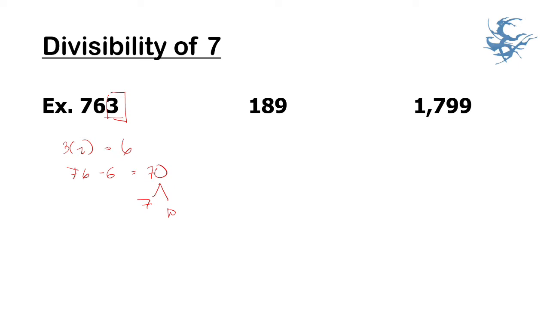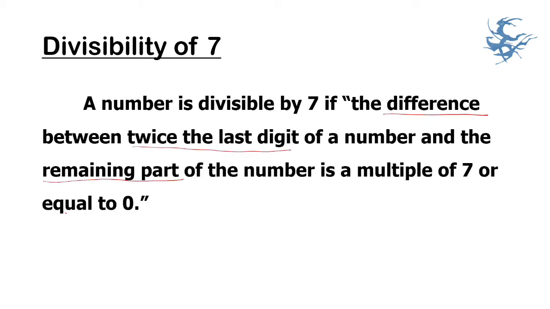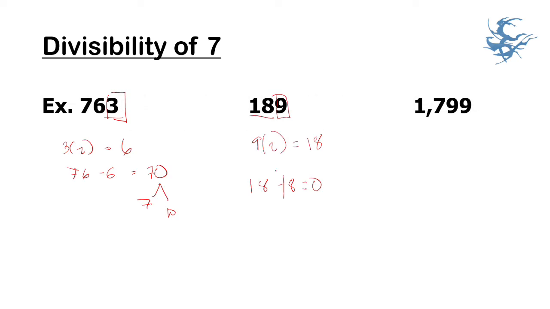Okay? Now, let's go with our next example, which is 189. Same lang rin, kukunin natin yung last digit. I-multiply natin ng 2. It's gonna be 18. Now, isasubtract natin yan sa remaining part of the number, which is 18. 18 minus 18 is equal to 0. Now, ang sinabi nga doon, if it's equal to 0, ibig sabihin, divisible by 7 din siya. Okay? You can check that out.